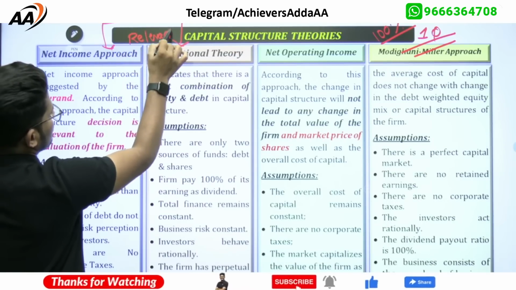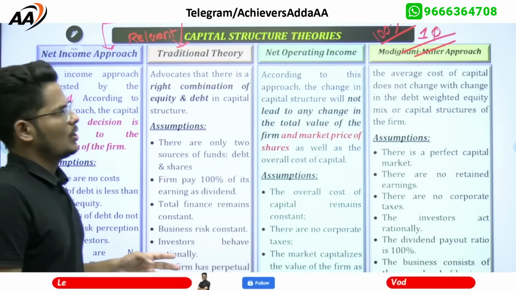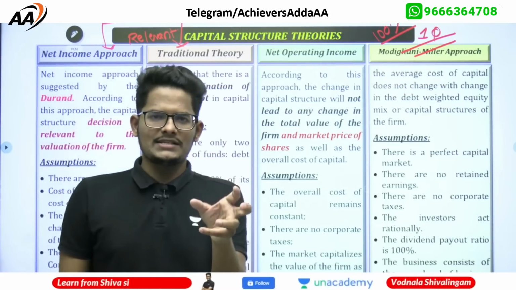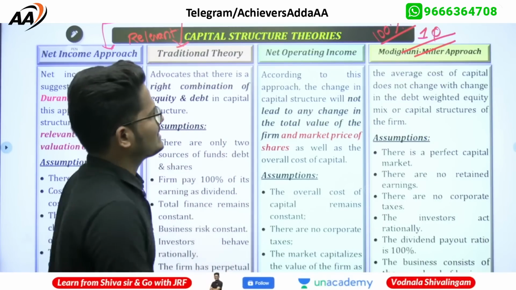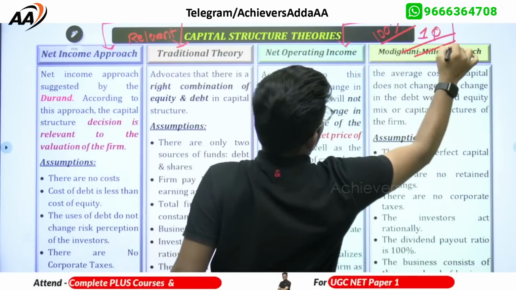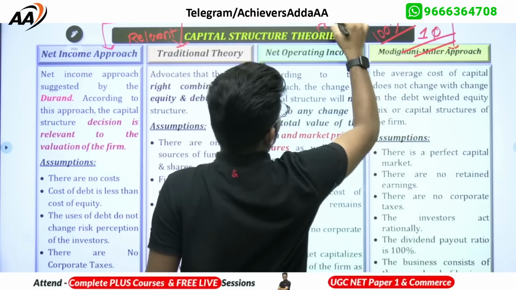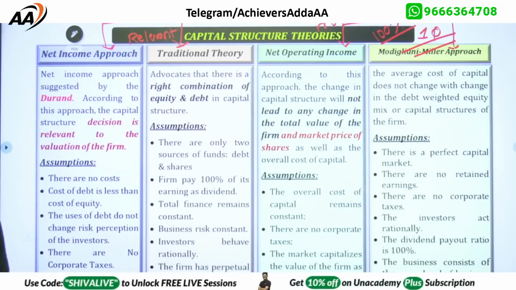Right? Relevant: net income and traditional theory. Whereas when a change in the capital structure doesn't affect the value of the firm, that comes under the irrelevant approaches, which are the net operating income approach and the Modigliani-Miller approach. They are irrelevant approaches, which do not impact the value of the firm.